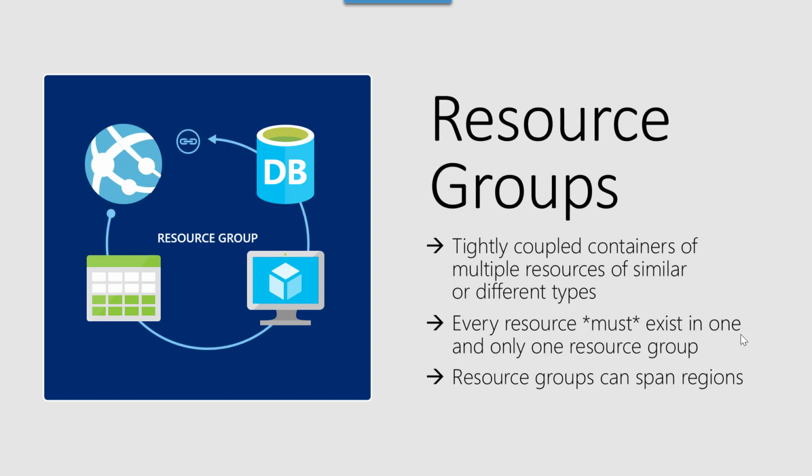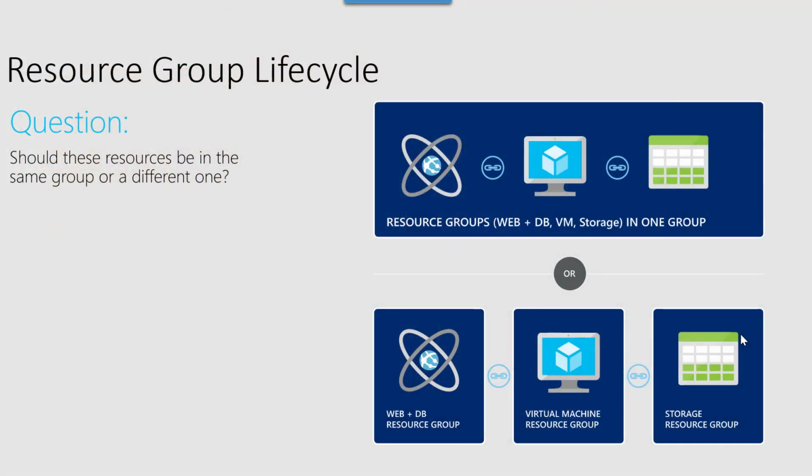So when we look at the resource group, it's the ability to group many resources inside one container, which has all of that. This is why a resource must exist in one and only one resource group. And the resource group can span regions. So if I look at the resource group, we can see that I can put many resources in one resource group, or I can put one resource in different resource groups.